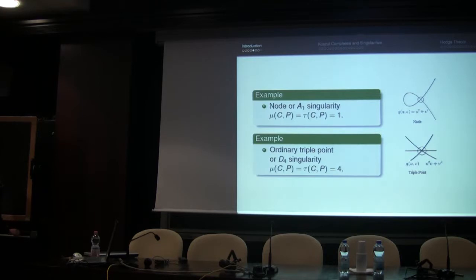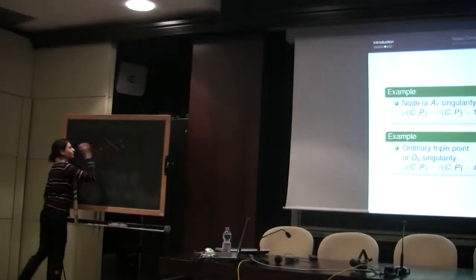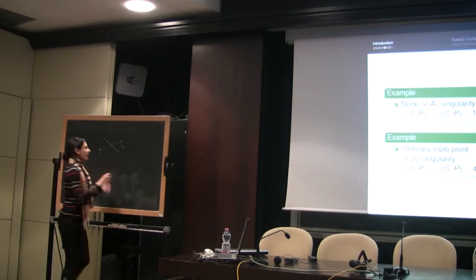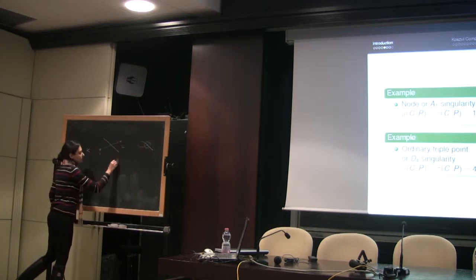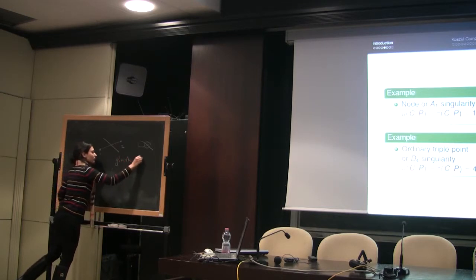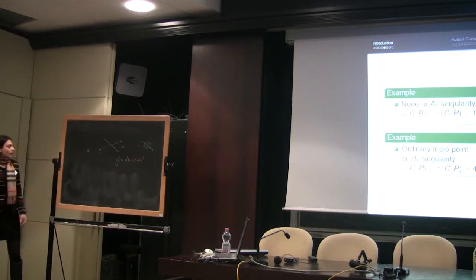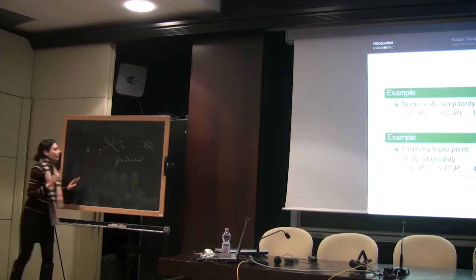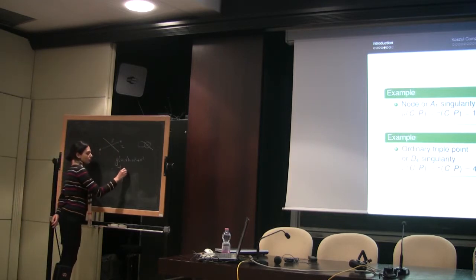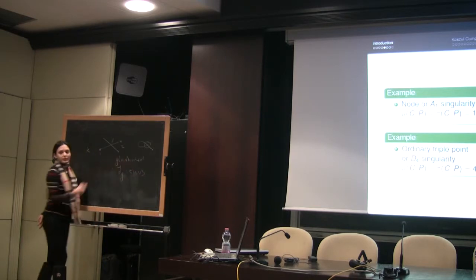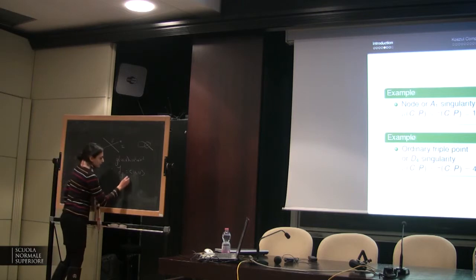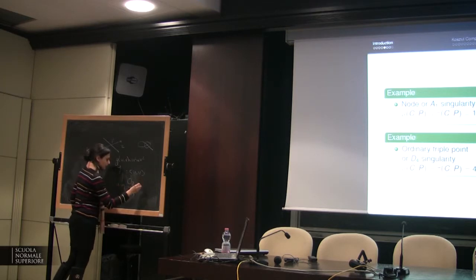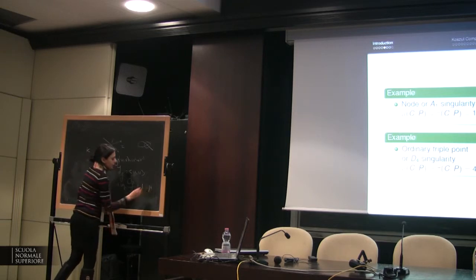So for example, if we take a node, we look locally at the node. If we look locally, we see that we have two lines, and the local equation of a node will be g of u, v equals u squared plus v squared. So if you want to compute the Milnor number at this node, we find the Jacobian ideal of g. The derivative with respect to u is 2u, the derivative with respect to v is 2v, and the Jacobian ideal is generated by u and v. Then the quotient will be generated by 1 and its dimension as a C-vector space is equal to 1, and this is the Milnor number.